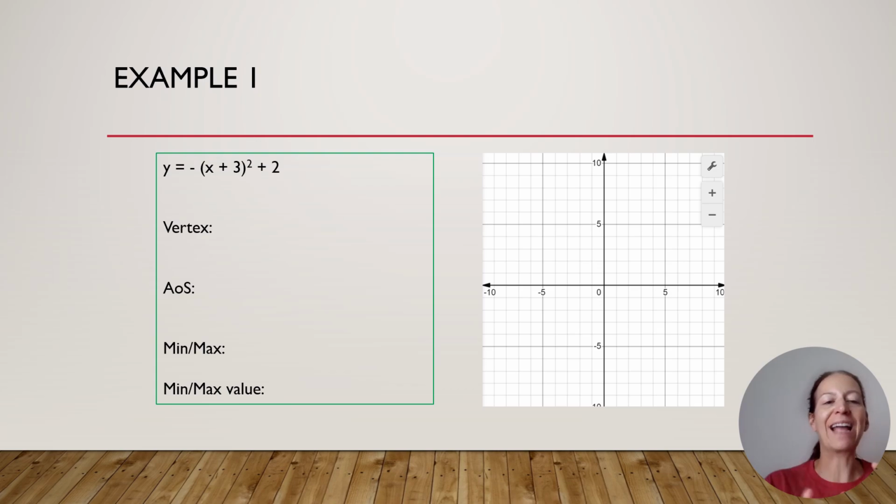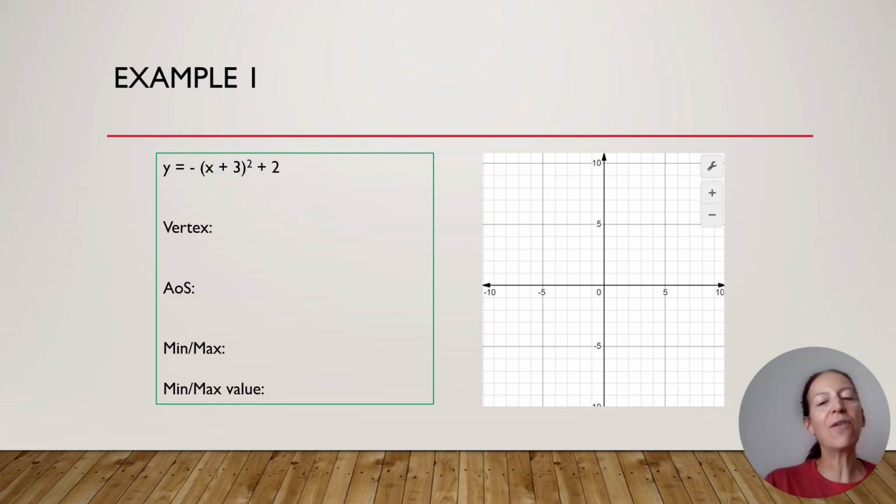If you just say "negative x plus 3 squared plus 2," it kind of runs together and it could be a lot of different things. If you want to be really clear when you're talking out loud, you would say negative, in parentheses x plus 3, all squared, plus 2 outside the parentheses. And so we would get really, really clear with it.